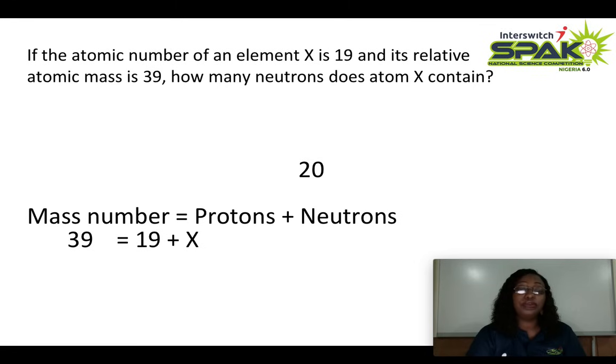Mass number is equal to protons plus neutrons. For atoms, protons and electrons are the same. If the protons are 10, then definitely the electrons are 10 for atoms. It's only in ions that it changes. So mass number is equal to 19 plus X, then your X becomes 39 minus 19, which is 20.